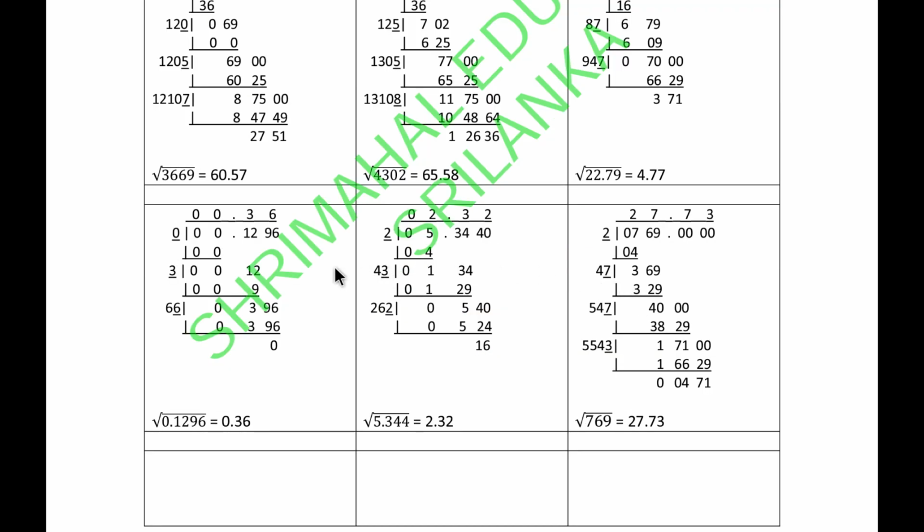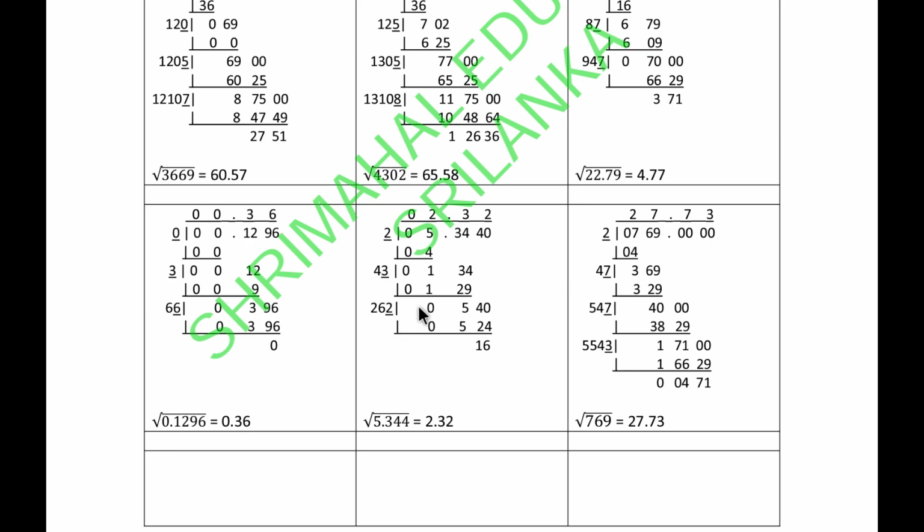Okay, next one, they say calculate the square root of 0.1296. So 0.1296 means here there are zeros, and check for 12, it's 3 times 3, 9, subtract, 396. Multiply 3 by 2, it's 6, and put a blank here. 6 times 6, 36, and it works out exactly. So the root of 0.1296 equals 0.36. Or just multiply 36 by 36 and divide by 10,000 and you get the same answer.